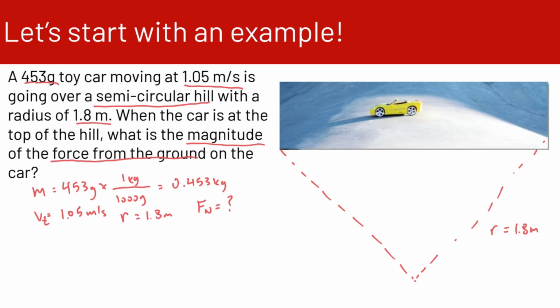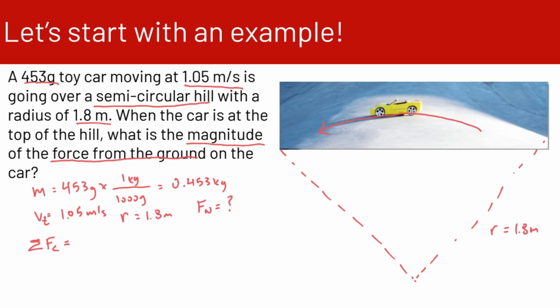Okay, so we've broken it all down. We know what we're looking for. So now let's talk about how we're going to find it. Since this is circular motion, we're talking about centripetal force here. So the sum of the centripetal force is equal to all the forces in the y direction, the up and down direction, since this car is moving in this direction.